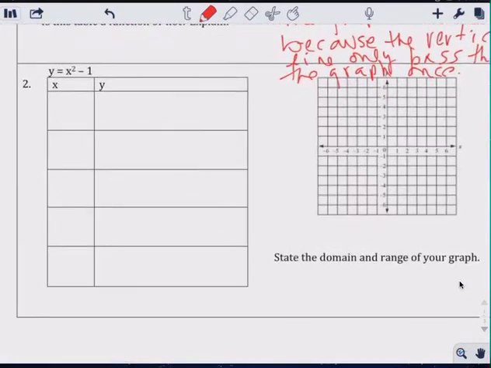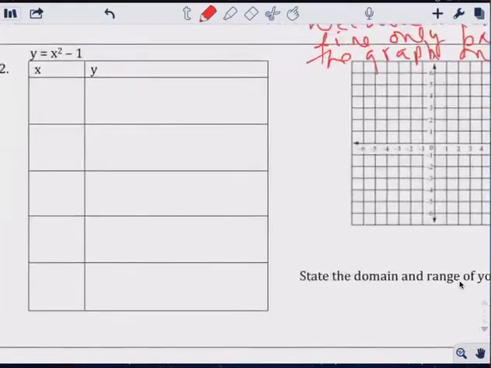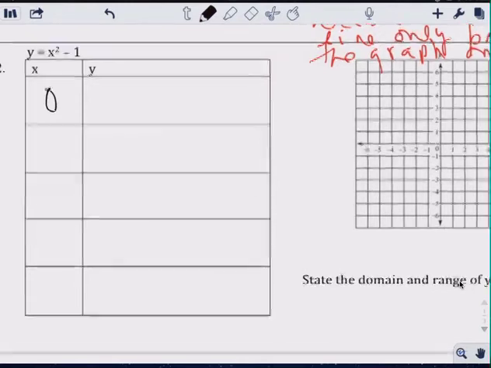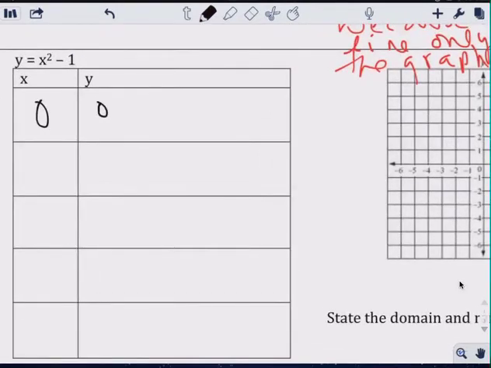Okay, same thing as number 2. I'm sure most of you know how to do number 2, so I'll do this really fast. Choose 0 always. So that's 0 squared minus 1, which is negative 1. So it's 0, negative 1. Now let's do 2. 2 squared is 4, and 4 minus 1 is 3.